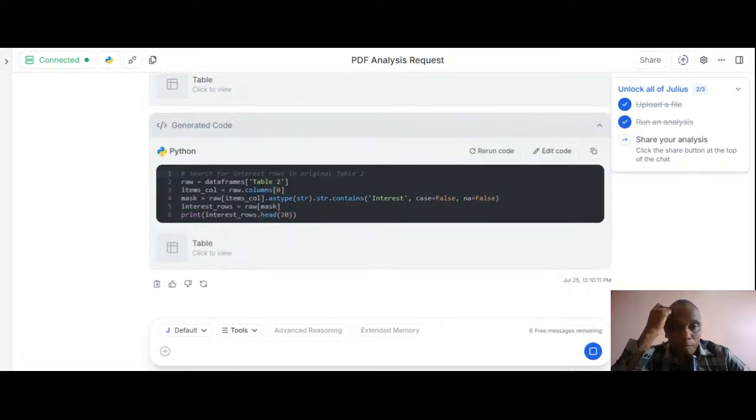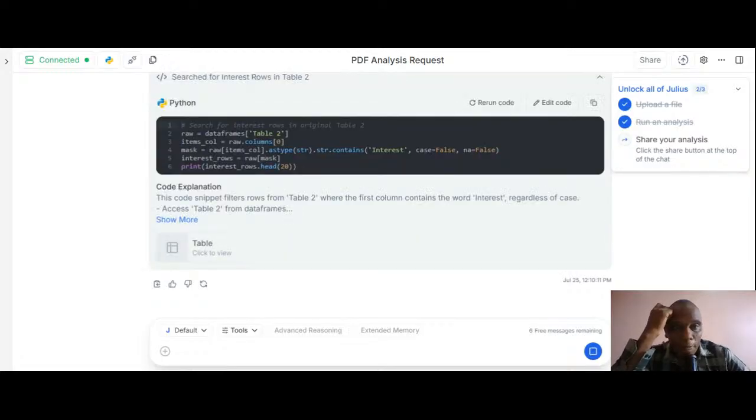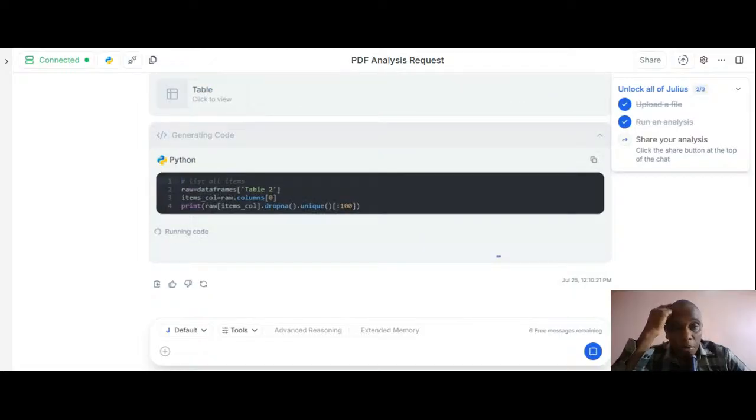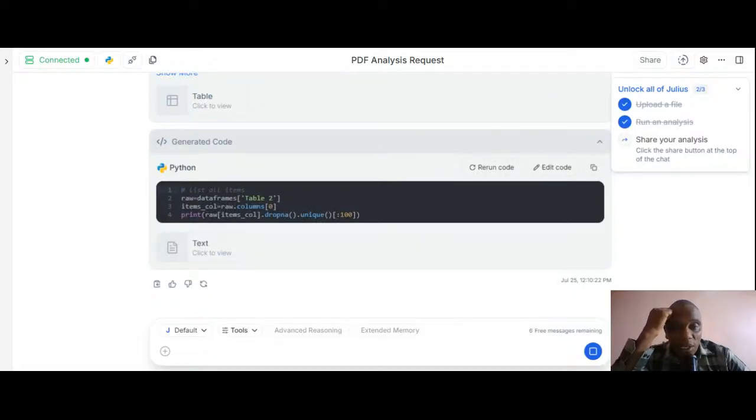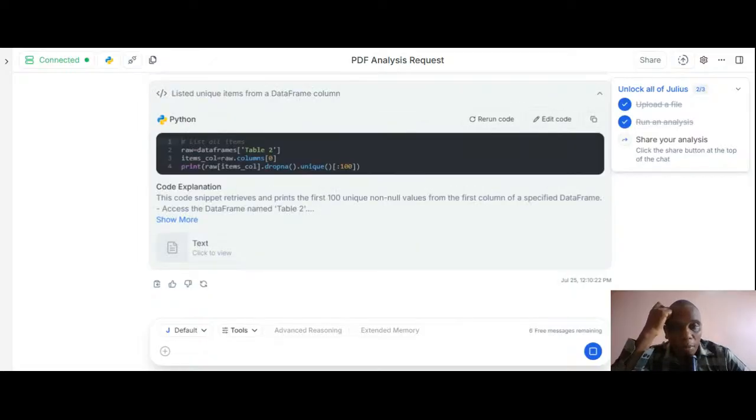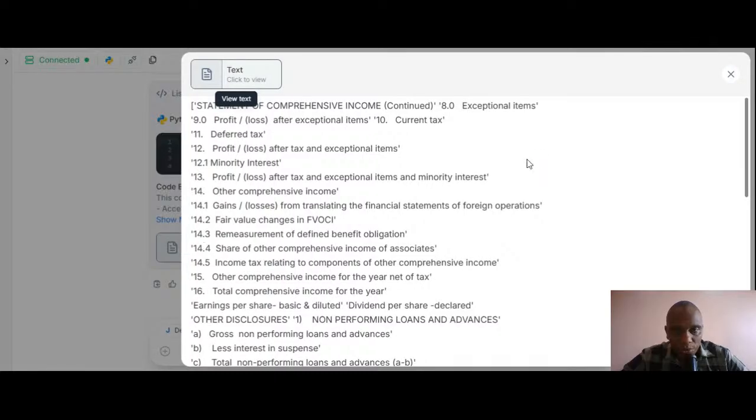So if you have your master's or your PhD data, you can use Julius AI and it will analyze all the data for you, draw all the tables for you. And on top of that, it will also give you any comprehensive information you want to know about the data.